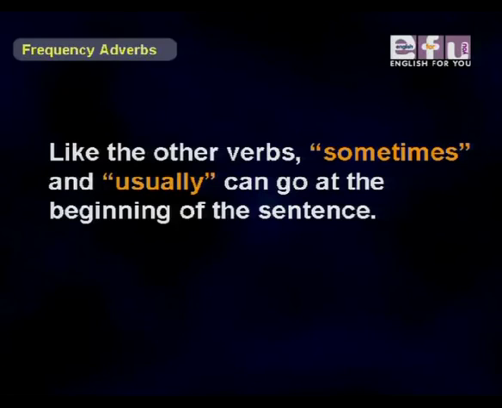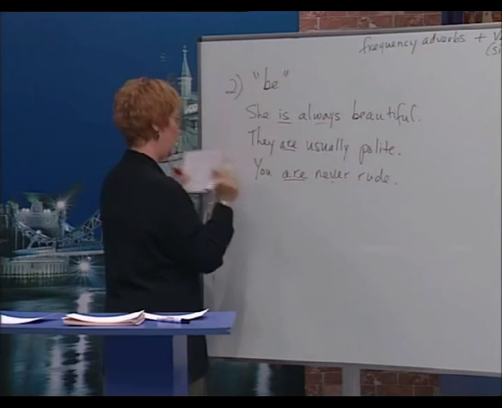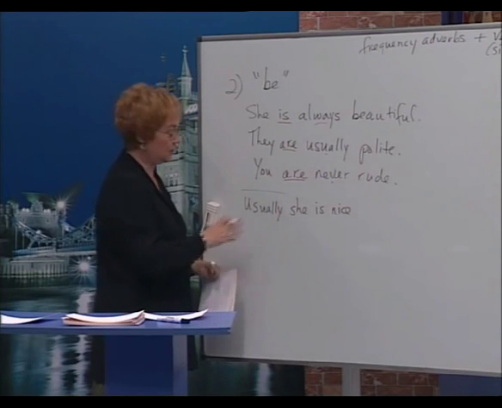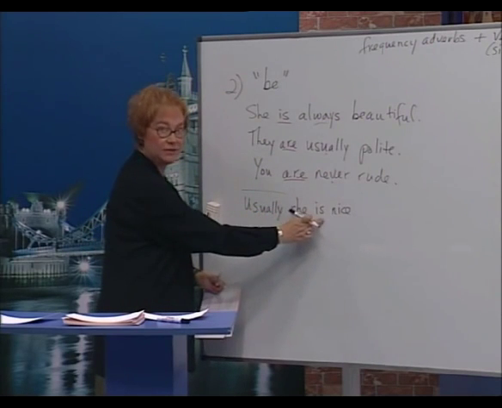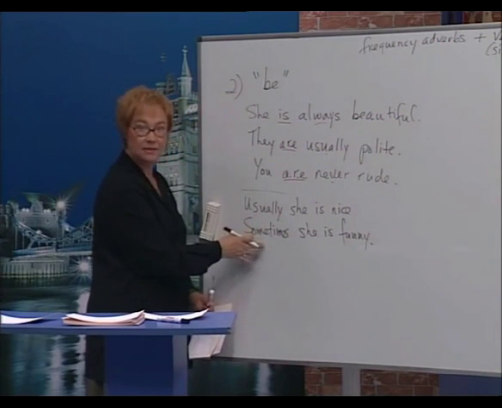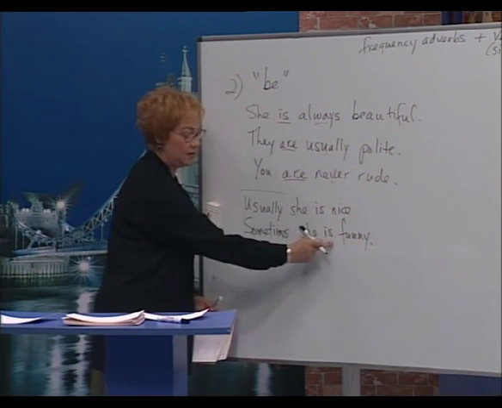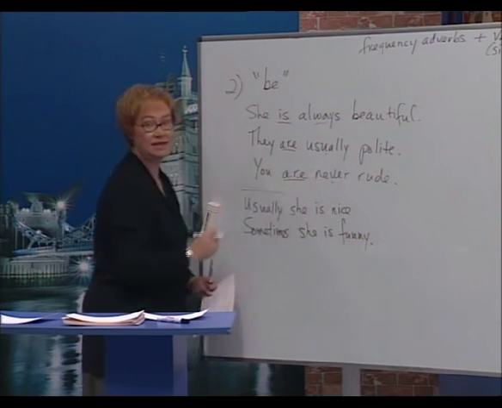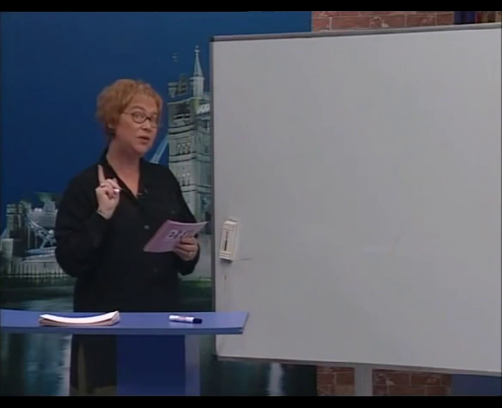Okay? Now, like the other verbs, sometimes and usually can go at the beginning. For example, usually she is nice. So again, we have the adverb, and here's the verb. This is okay. And sometimes she is funny. Again, usually and sometimes. Here's the verb, here's the adverb. But just usually and sometimes. Generally, be plus adverb.